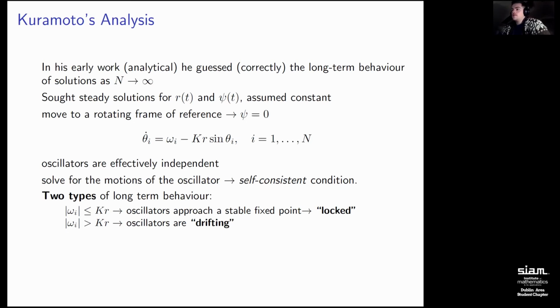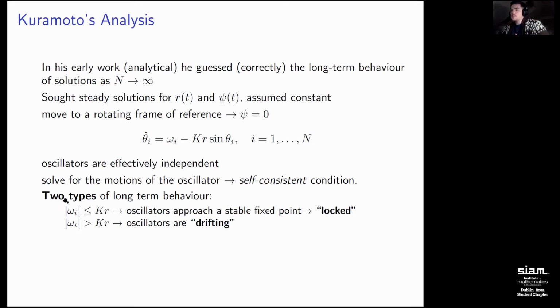Now, you need to be careful here, and Strogatz said that Kuramoto used this self-consistency condition. In solving for the individual motions of the oscillators, that would give you values for R and psi, but then you need to check back that these values of psi and R match the assumptions. Essentially, they need to be constant.